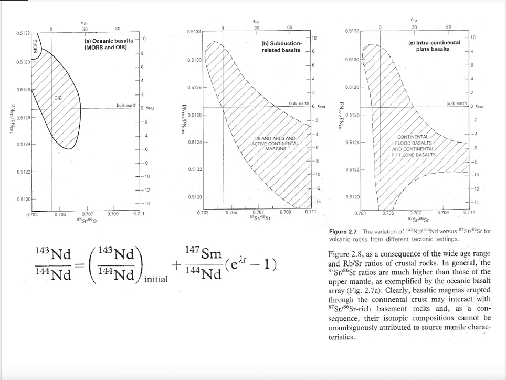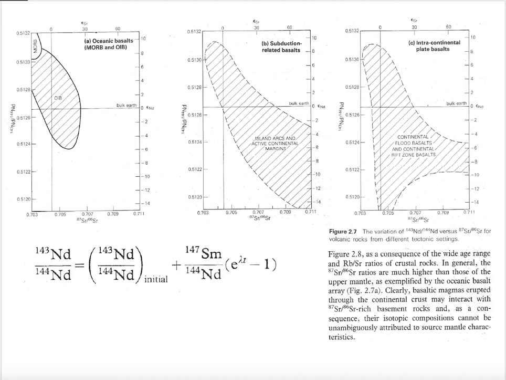Then we have the ocean island basalts, and they are showing a wider range, yeah, because they are scattering more in age. So they are going up to 0.707. That is this field for the ocean island basalt. And then we have the cross here inside, and that is the one for the bulk earth, yeah.